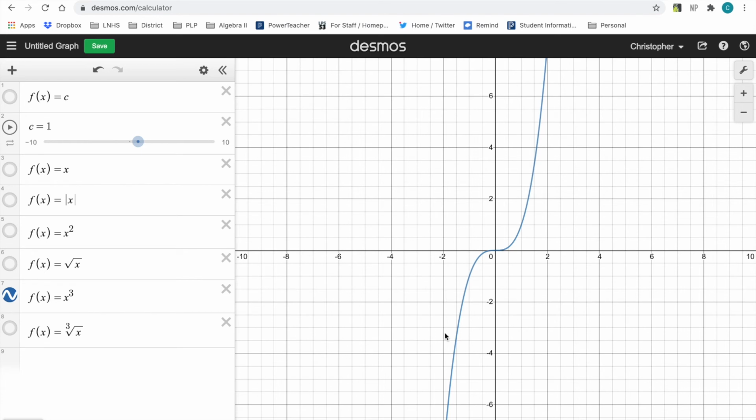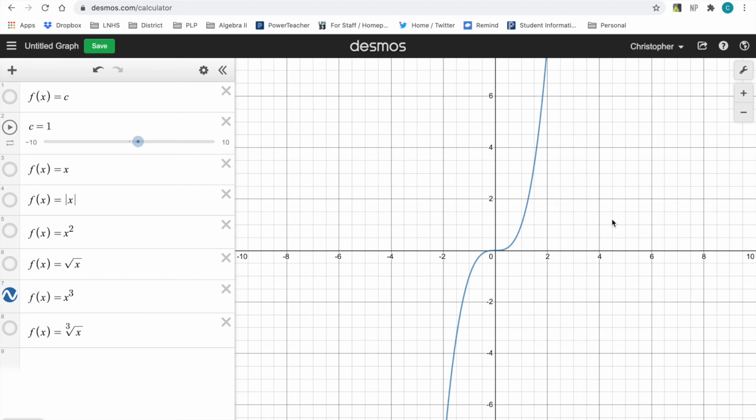In this case, it's going all the way out to the left and all the way down, and all the way out to the right and all the way up. Even though it kind of looks like it's leveling out there at 2, it's not, it's just growing very, very fast. So domain and range here for the cubic graph is going to be all real numbers, or negative infinity to positive infinity.